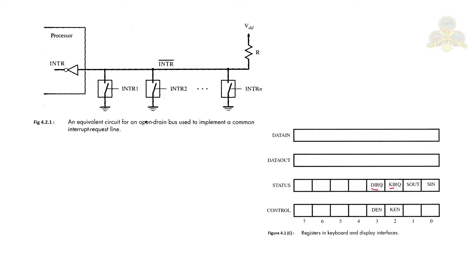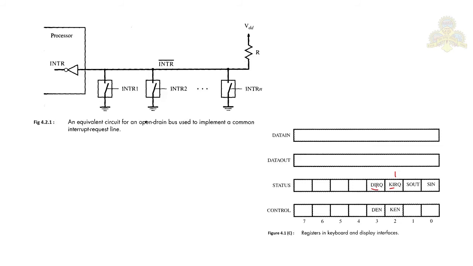Suppose your keyboard has raised an interrupt request. Then what it has to do is set this bit in the status register to 1. Now, this bit is the interrupt request bit. For example, these two: this is for keyboard and this is for display.